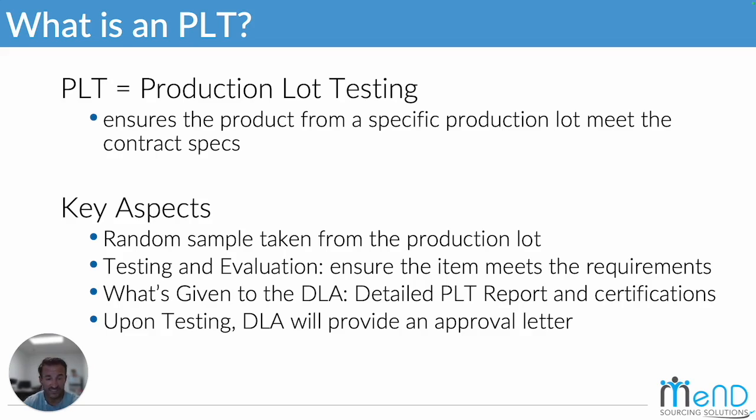Once that approval letter is done, then you can take that total quantity that you want to submit to the government and ship it out. But you need that production lot test if there's a requirement on that contract to complete. But that needs to be done first.